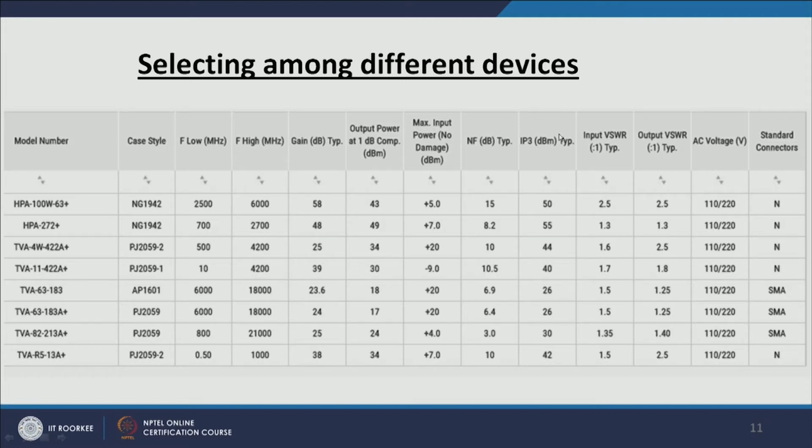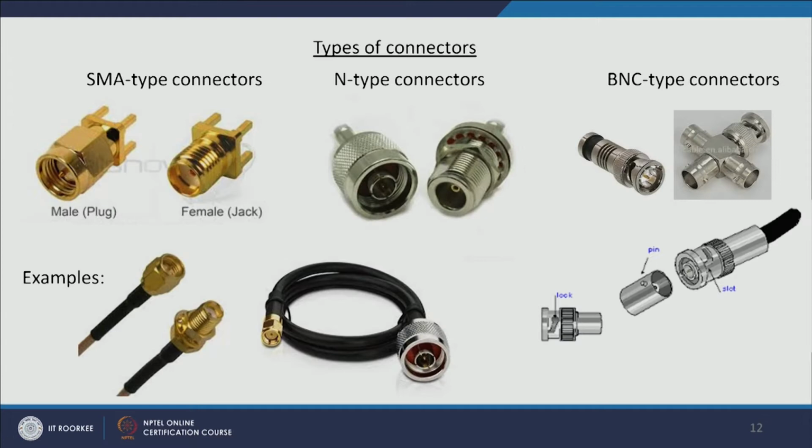So, let us quickly go through the different types of connectors. These are different types of connectors. SMA type connectors, this kind of connectors, and they are known as male or plug, and female or jack type of connector. Another type of connector which can support high power are N type connectors. This is the picture of an N type connector, and these are BNC type connectors. This kind of connector has a slot where you can put the pin and then turn it around and it will be locked into this small slot.